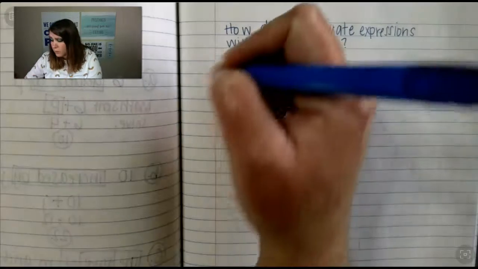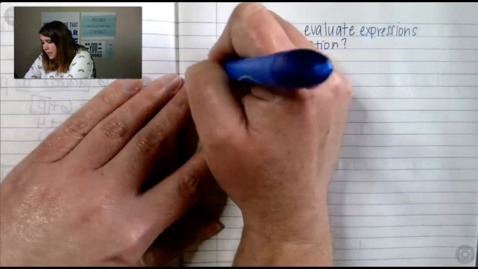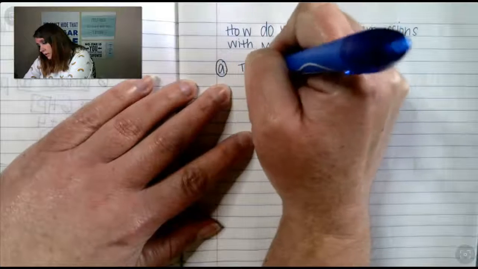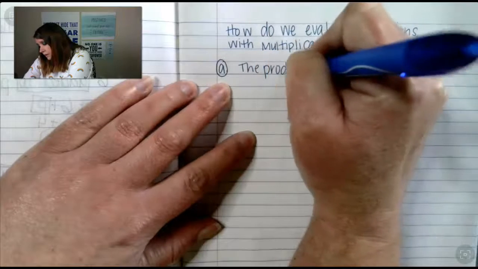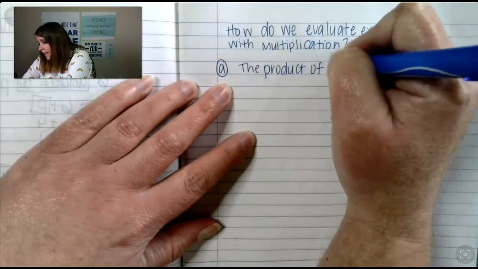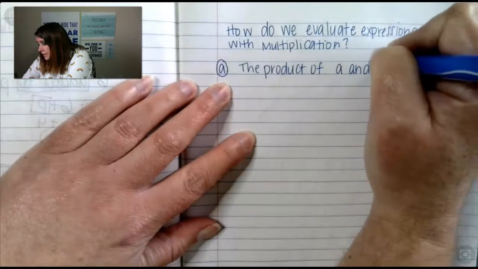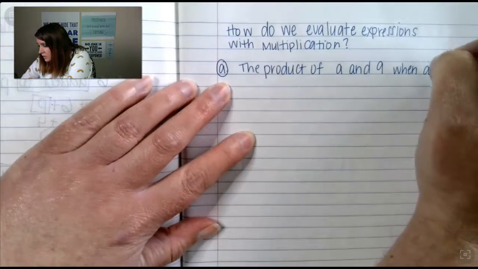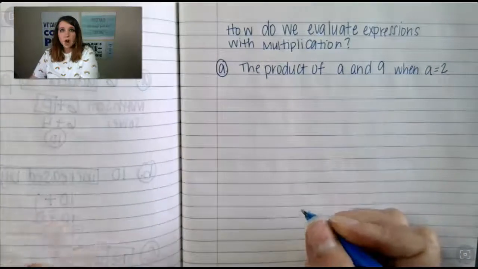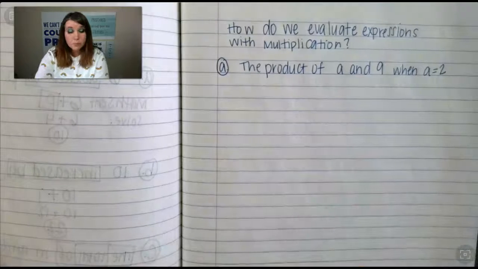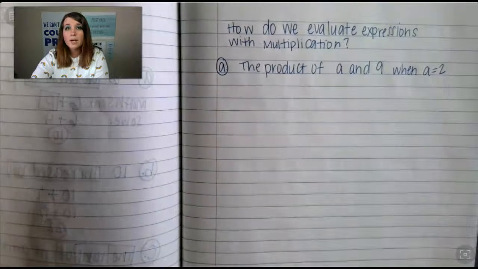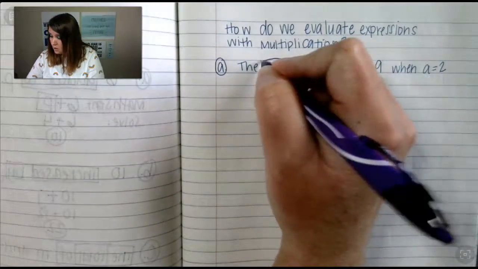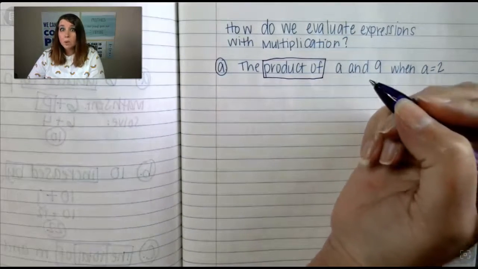So we would have something like this in example A. The product of A and 9 when A equals 2. So first, our job is to, 1, determine the clue word. We know right away that our clue word is product of. Product of means to multiply.